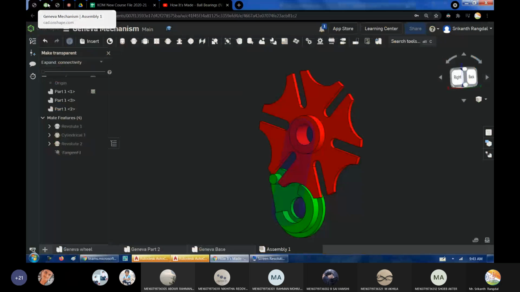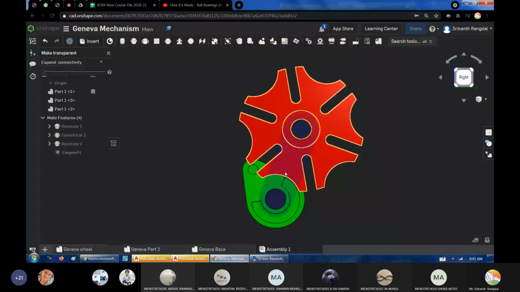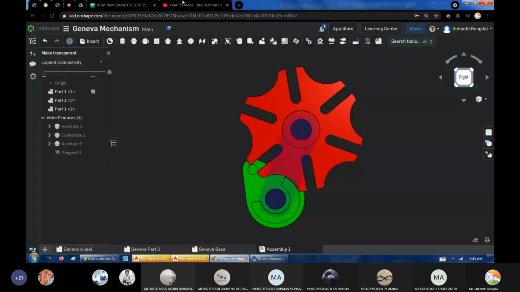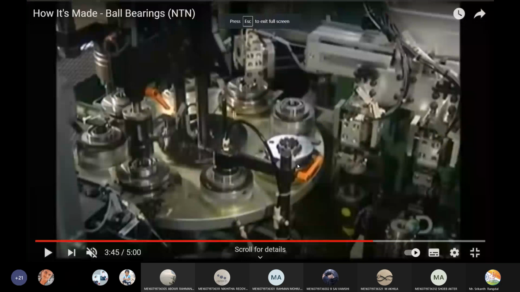In our model, how many stations do we have? In this link, 6 stations. So we can use this Geneva mechanism if the number of stations is 6. But here in this video, you can see that the number of stations is 8. So we may have to modify our Geneva mechanism so that this condition is met.